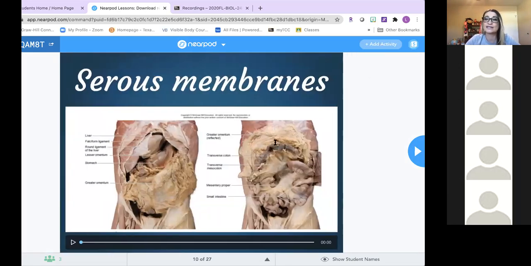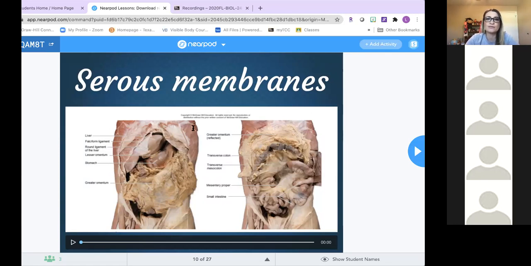We're now going to look at serous membranes that are associated with your digestive system. It's really serous membranes of the abdominopelvic cavity here. And the serous membrane is known as the peritoneum. This is a double layer membrane. We have a parietal layer that lines the abdominal walls, and then the visceral layer that's going to line the organs.